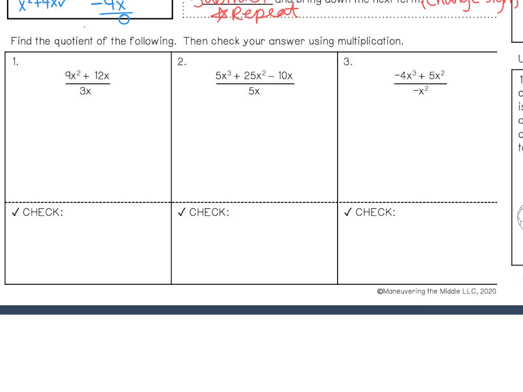Let's practice. We're just going to do number 2. So we're going to practice first. We got to set it up.